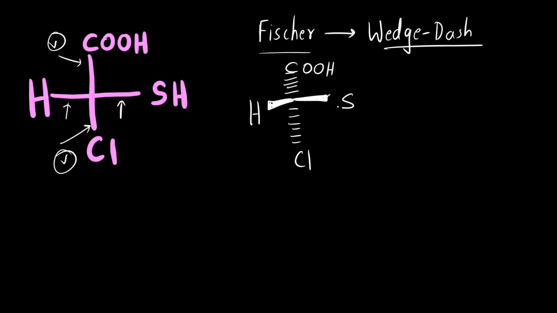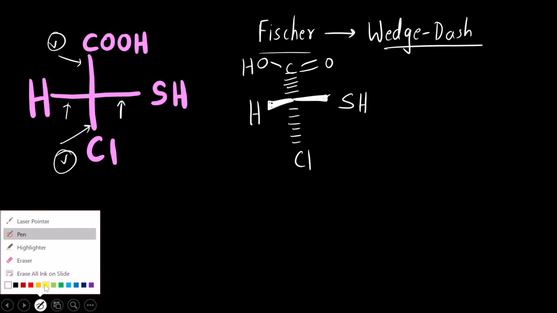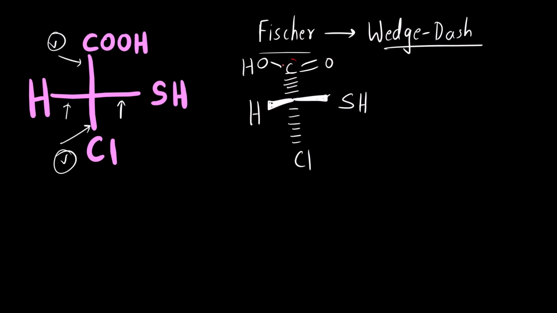Now we can write the groups: chlorine, SH. COH I can open and write C double bond O, OH. Now what we will do is assign the priority to carbon, hydrogen, chlorine and sulfur. Which has the highest atomic number? Chlorine. Chlorine's atomic number is 17, so this will be 1. After chlorine comes sulfur, it is 2, because its atomic number is 16. Then carbon will get third and hydrogen will get the fourth priority.